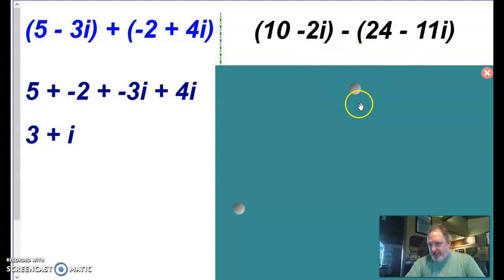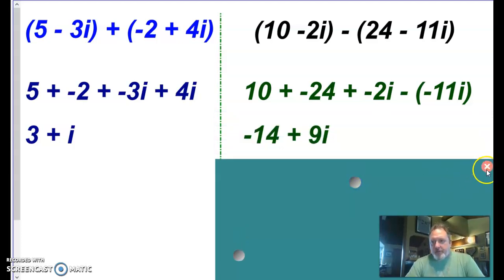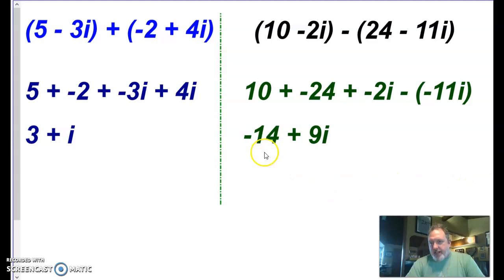Remember, if you minus a negative, you're really adding. Again, you don't have to put them in this order. I just do that so you can see the real numbers with real numbers and complex with complex. And that's going to be negative 14 plus 9i. Again, always put the real number first.